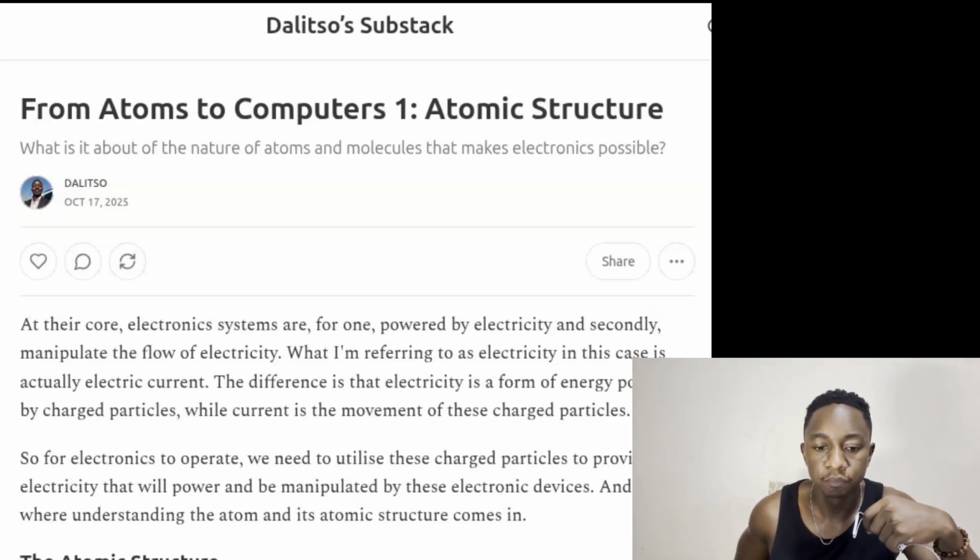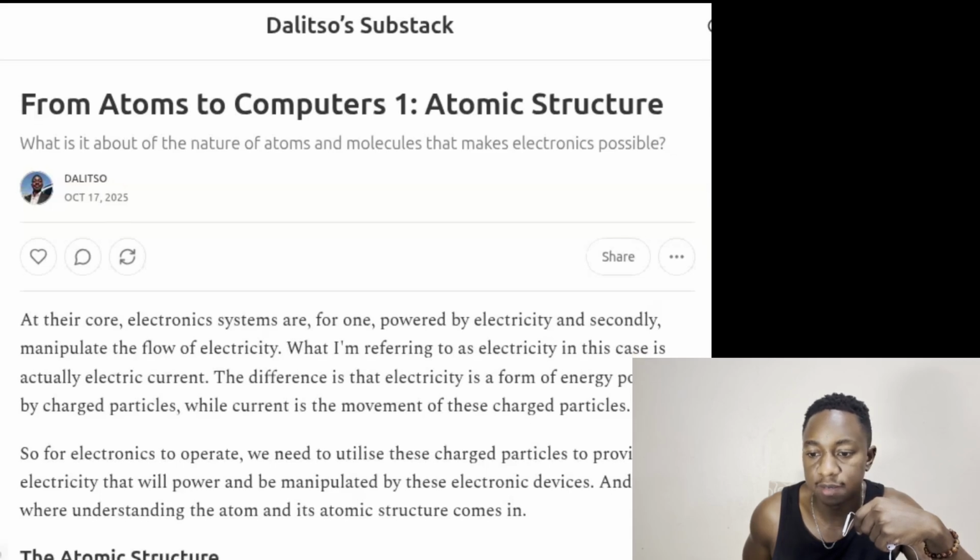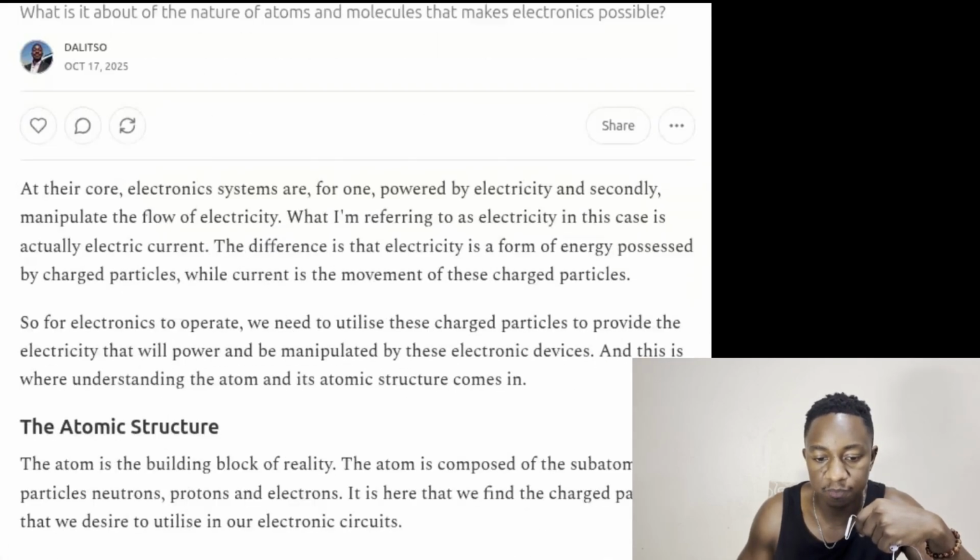Hello there. From atoms to computers 1. Atomic structure. What is it about the nature of atoms and molecules that makes electronics possible?